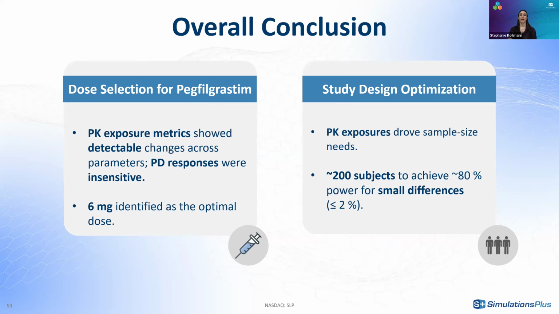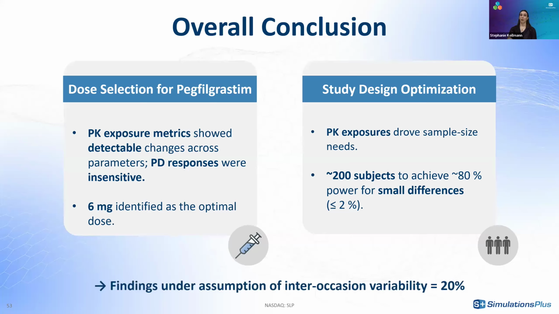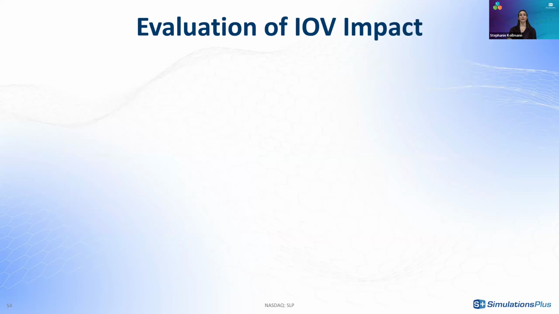So the PD endpoints consistently met the bioequivalence criteria, confirming that they were not sensitive to these perturbations. And important, all these findings were obtained under the assumption of 20% interoccasion variability, representing realistic within-subject differences expected in a crossover biosimilarity study.